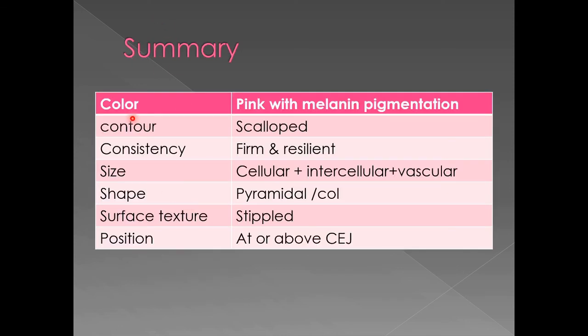So to summarize, the color is pink with melanin pigmentation, the contour is scalloped, consistency is firm and resilient, the size is a combination of cellular, intercellular and the vascular elements. The shape is more or less a pyramidal shape or a col shape in case of the posteriors, and the surface texture is stippled, and the position of the gingiva is at or above the level of the cemento-enamel junction.